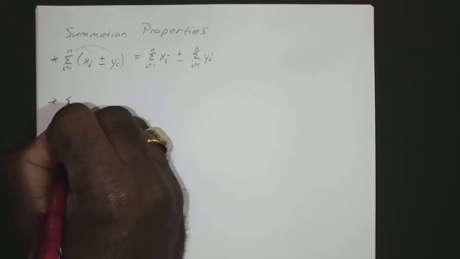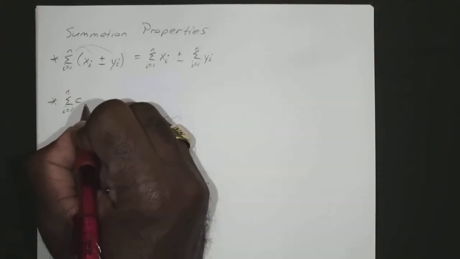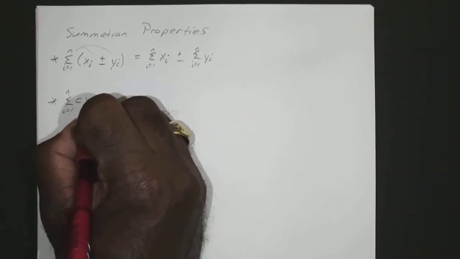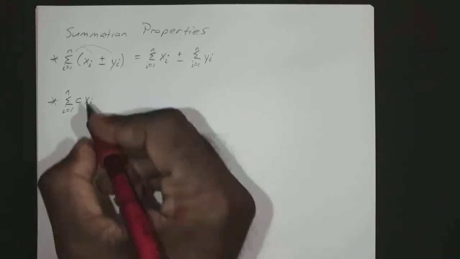Okay, so what if you have the sum from i equals 1 to n of some constant times some x sub i? Just like with derivatives, you can just bring the constant out to the front.